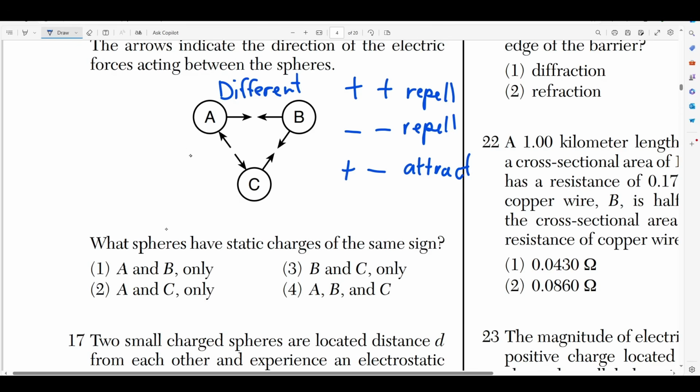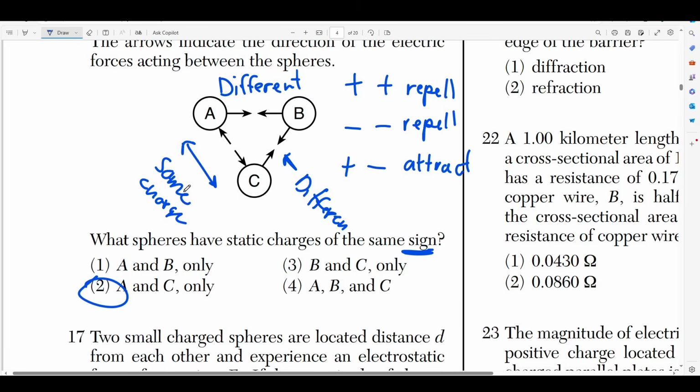Here, we know that A and C are being repelled from one another, which means that they have to have the same charge. And here, we know that B and C are being attracted to one another, which means that these guys have to have a different charge. So here, they're asking us which spheres have a static charge of the same sign. In other words, which one of these are both positive, positive, or negative, negative? It has to be A and C only, which is choice 2, right? Because they're being repelled from one another.